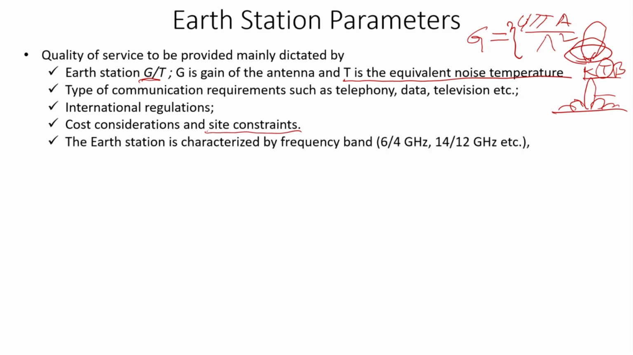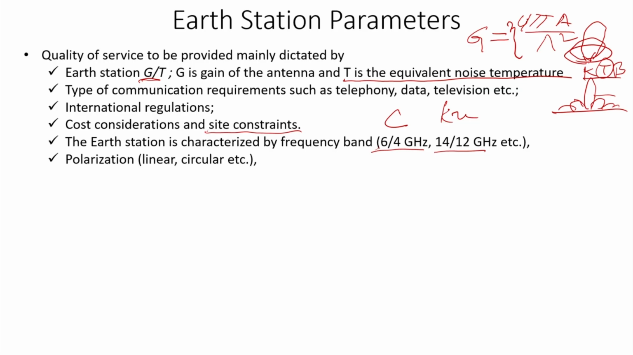So, all these site constraints come into the picture when we decide on a particular earth station. The earth station is also characterized by the frequency. What is the frequency? These are all the communication frequency bands. This is the C band, this is the Ku band, and there can be other bands also, the K band, the Ka band, all those bands are possible. Accordingly, the earth station has to be designed and developed like that.